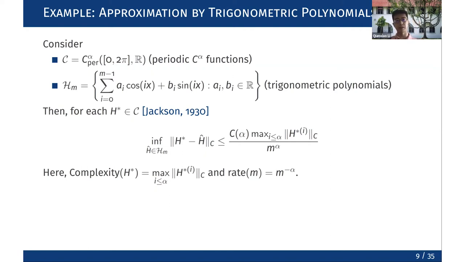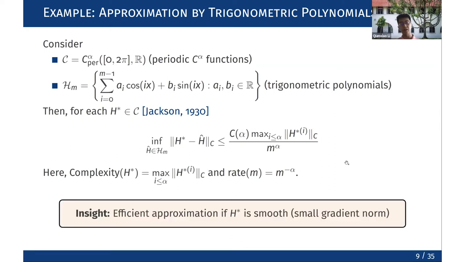Okay, so what does this tell us? The insight is that efficient approximation by trigonometric polynomials can happen if h star is smooth and has small gradient norm. Right, so smooth functions, flat functions are easy to approximate using these.